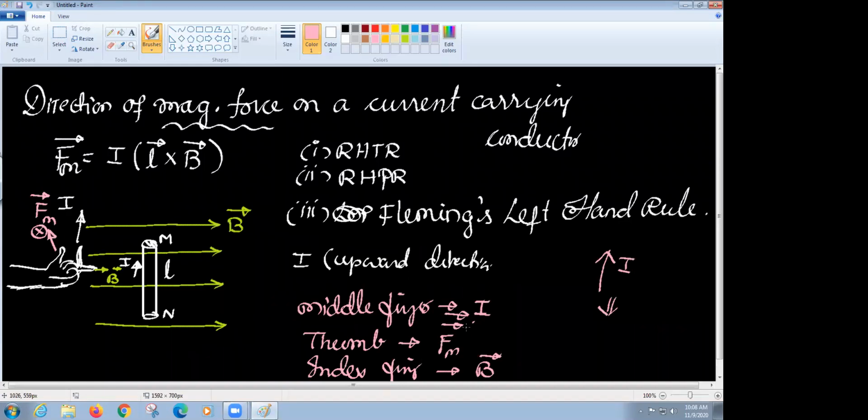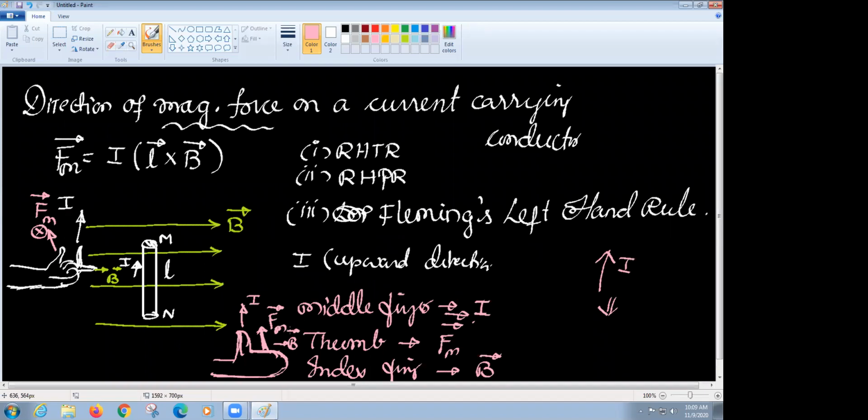Similarly, I can also use the right hand palm rule. How? Simple. Along the direction of current you put your thumb. The palm fingers are towards B. This is I, and the face of the palm is into the board. So this is your force, the magnetic force Fm. Are we clear so far?